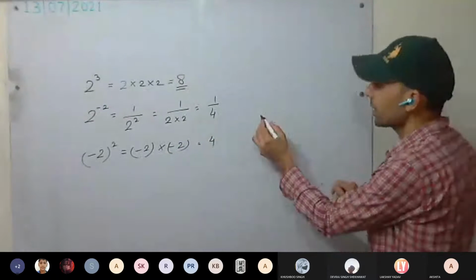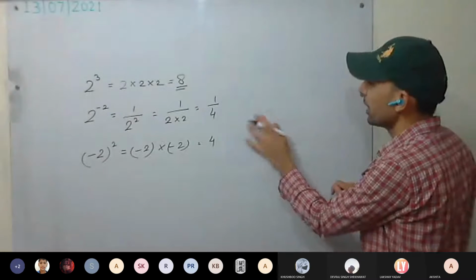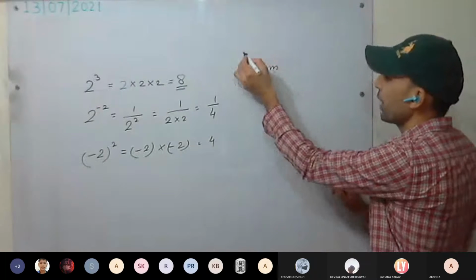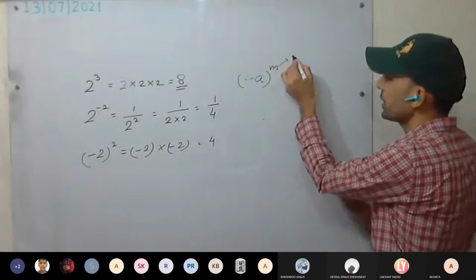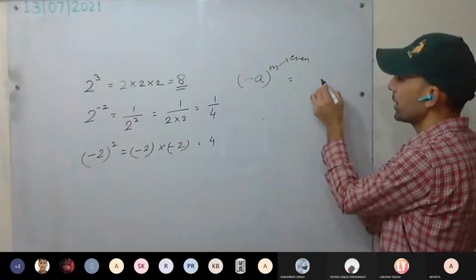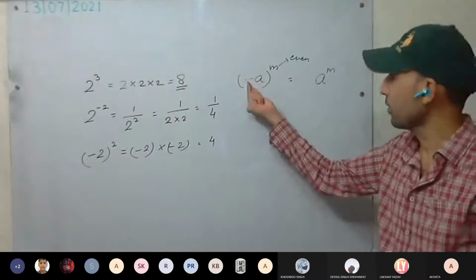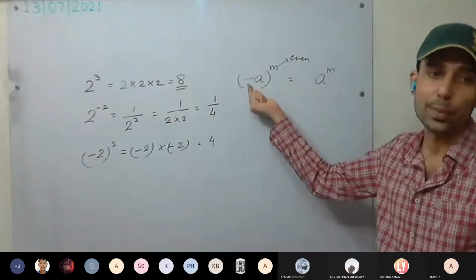Plus 4. So see here, if the question is given as minus a, the whole raised to power m, if m is even, then it can be written as a raised to power m. Yes or no? Negative multiplied m times, m being even, it will become positive.